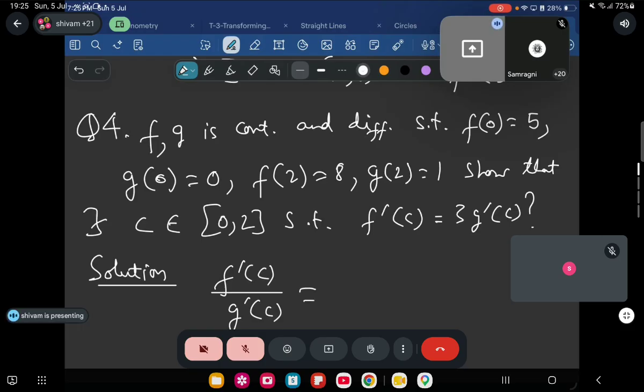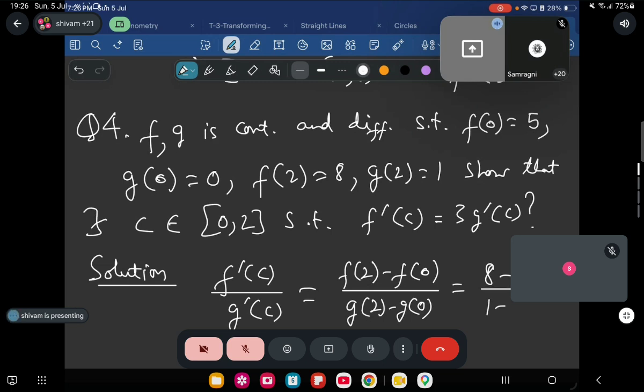F dash C by G dash C is equal to F of B minus F of A, so F of 2 minus F of 0 upon G of 2 minus G of 0. Okay, everyone, what is F of 2 over here? 8. F of 2 minus F of 0, so F of 0 is equal to 5. 8 minus 5 upon 1 minus 0, so that will give us 3. This implies F dash C is equal to 3 G dash C. Hence proved. Anyone having any doubt, you can ask me.